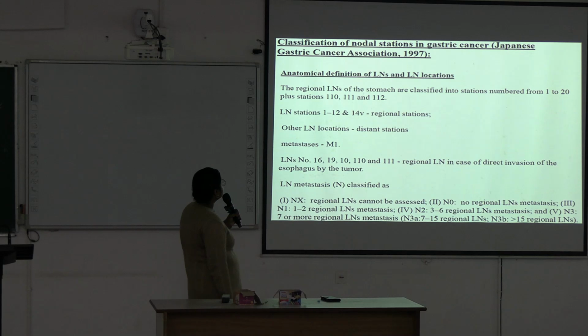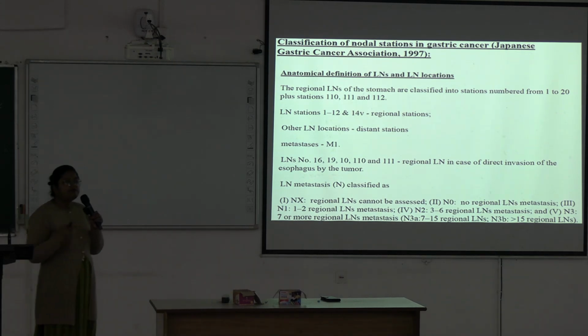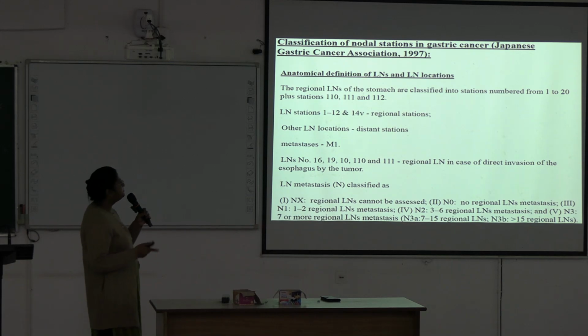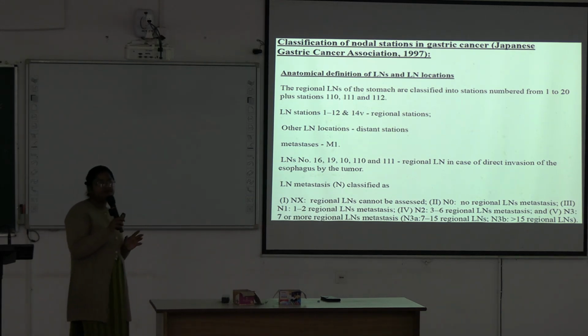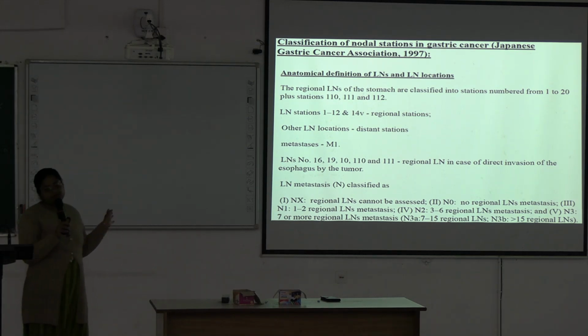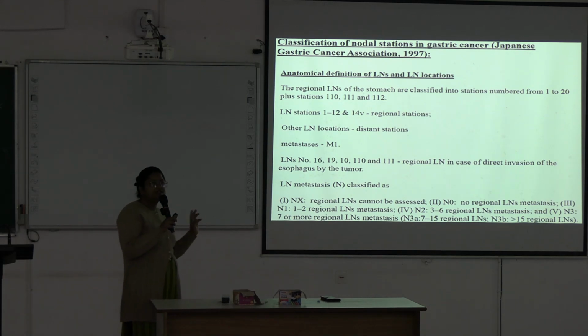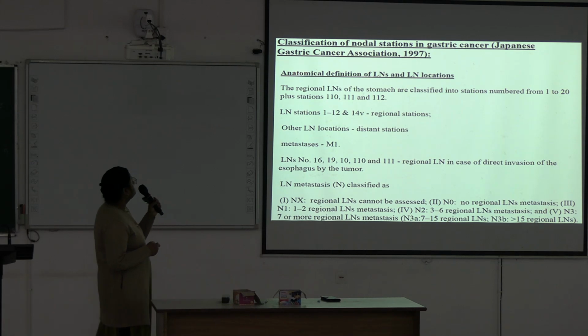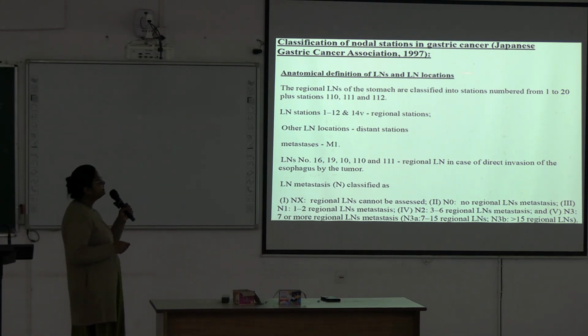Next, there are different numbering systems. For gastric cancer, during removal of the cancerous area you have to also remove the draining lymph nodes, because cancer will not be removed if you don't remove the lymph nodes, and there will be a high chance of recurrence. So, this is the classification of nodal stations in gastric cancer.